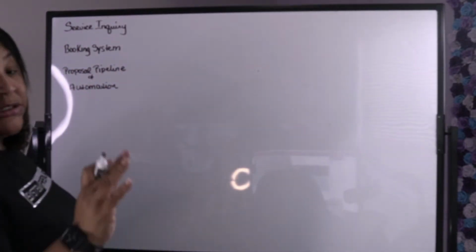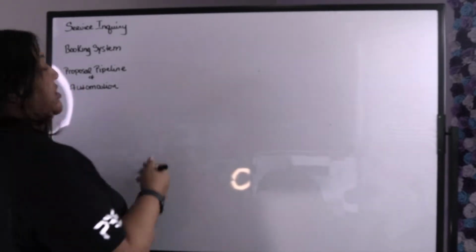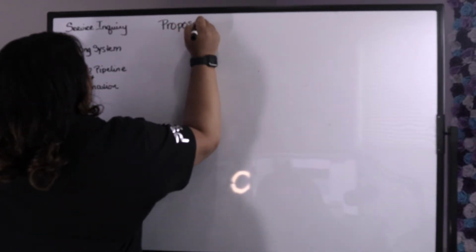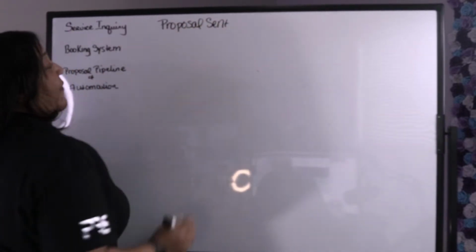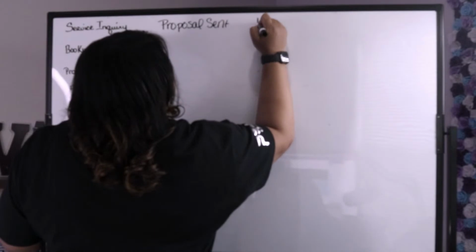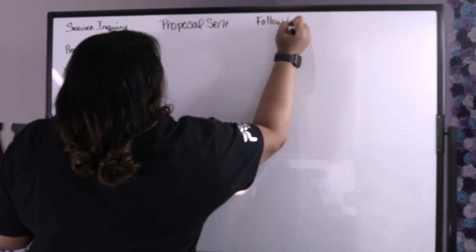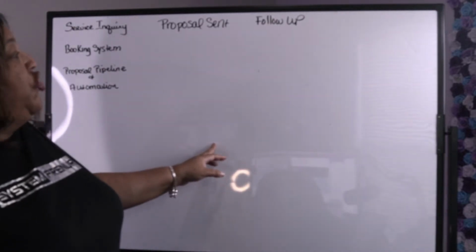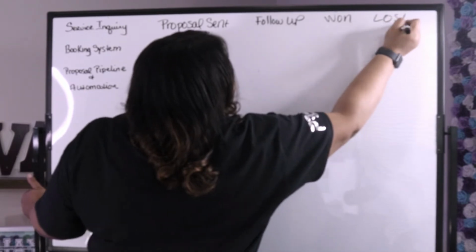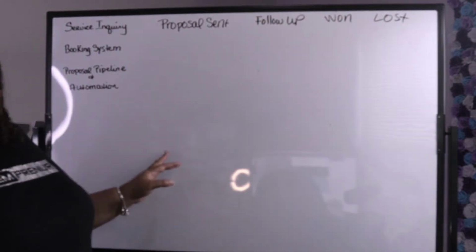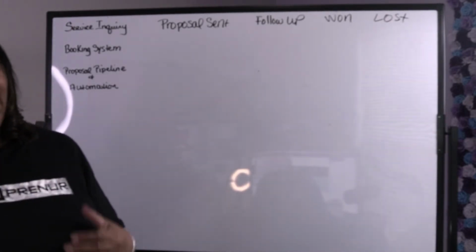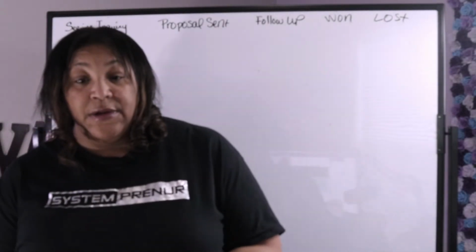So with the proposal, you'll have the pipeline, right? That may look like this. Proposal sent can start off this pipeline. All right. And then you may have follow up here. And then you may have your won and lost. Right. Okay. So once the proposal is sent, this is now an automation and a process and a strategy.